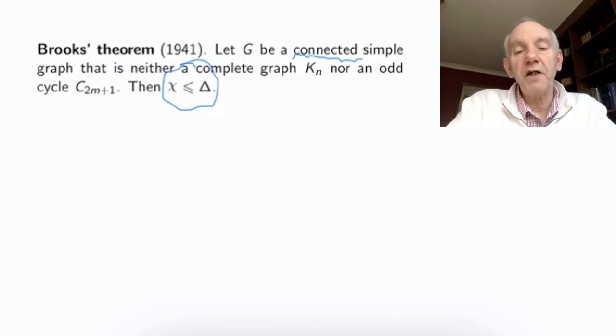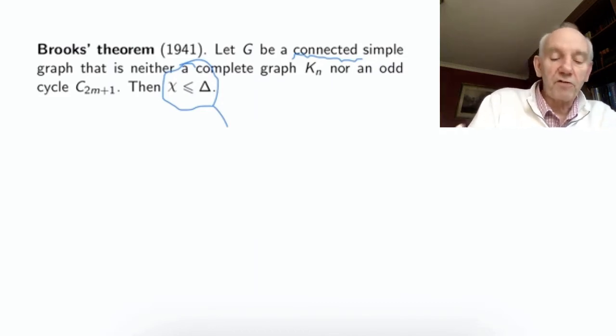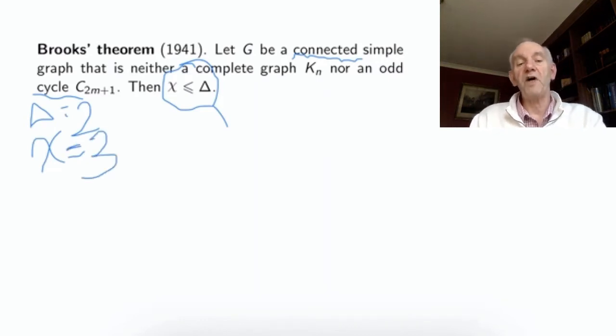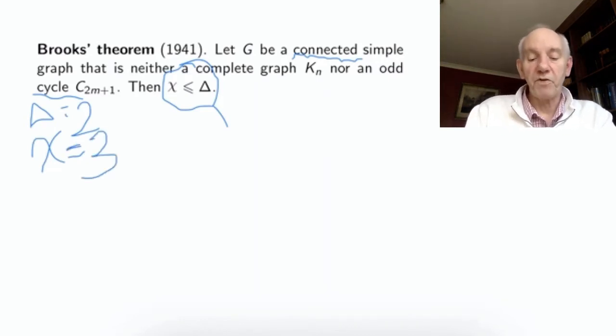Also, for an odd cycle, we need 3 colours, whereas for an odd cycle, or for any cycle, the vertex degrees are all equal to 2. So the maximal vertex degree is 2. But for an odd cycle, we need 3 colours, as I explained before. So in that case, the inequality will fail if it's an odd cycle.